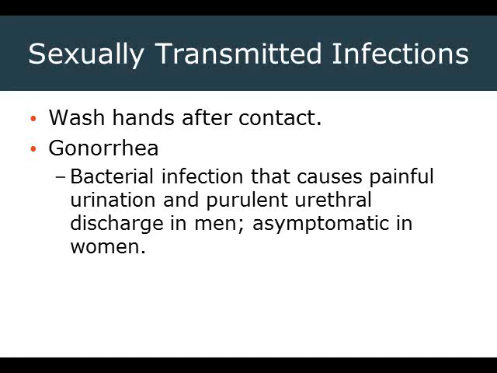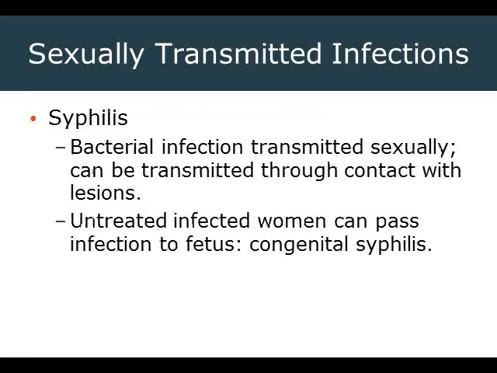Gonorrhea is a bacterial infection that causes painful urination and purulent urethral discharge in men. It may be asymptomatic in women, and it can be treated with antibiotics. Syphilis, a bacterial infection, is transmitted sexually through contact with the lesions. Untreated infected women can pass it on to their fetus, which can lead to what's referred to as congenital syphilis.